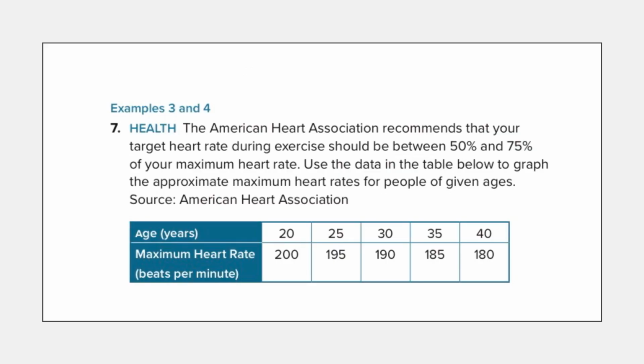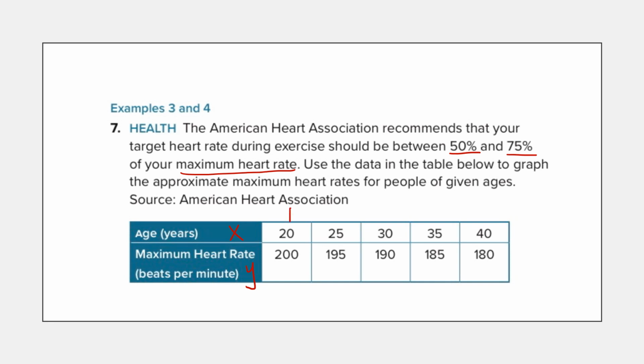Now a word problem. The American Heart Association recommends that your target heart rate during exercise should be between 50% to 75% of your maximum heart rate. Use the data in the table below to graph the approximate maximum heart rates for people of given ages. Now see, this is an easy question. X is the age, Y variable is the maximum heart rate. So the age is the independent variable, Y is the dependent variable.